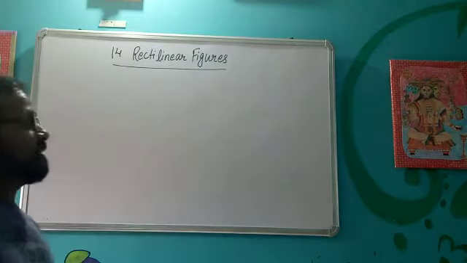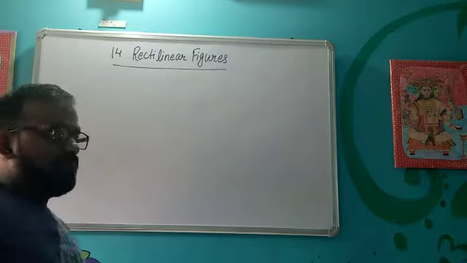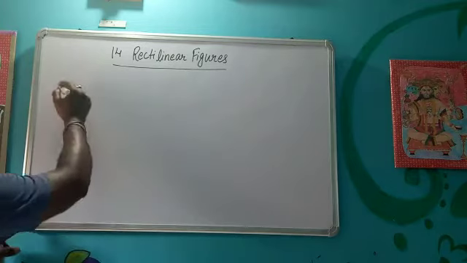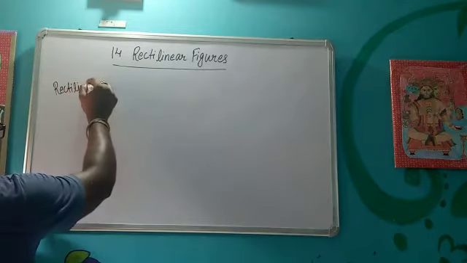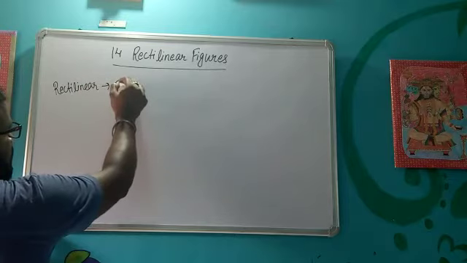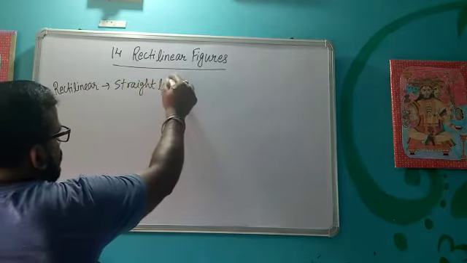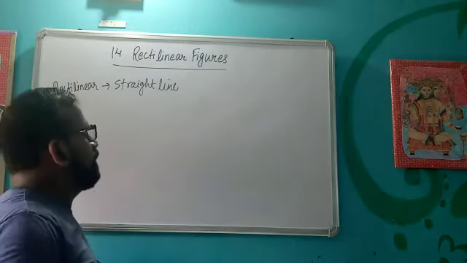So this is our new chapter, rectilinear figures. First let's discuss what rectilinear figures are. As you already knew, rectilinear means straight line. Whenever an object is moving in a straight line, we say that its motion is rectilinear motion.